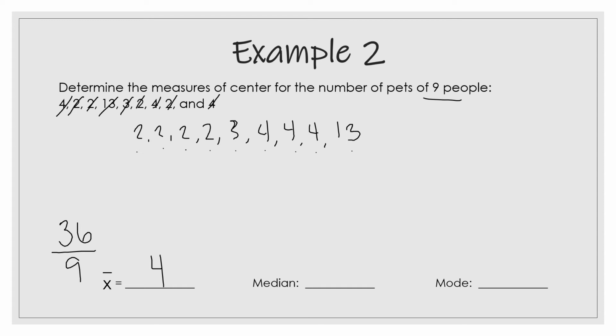Okay, then the median is the middle number. My middle number, if I go backwards in, would be 3. So I have a number perfectly in the middle. So my median is 3.